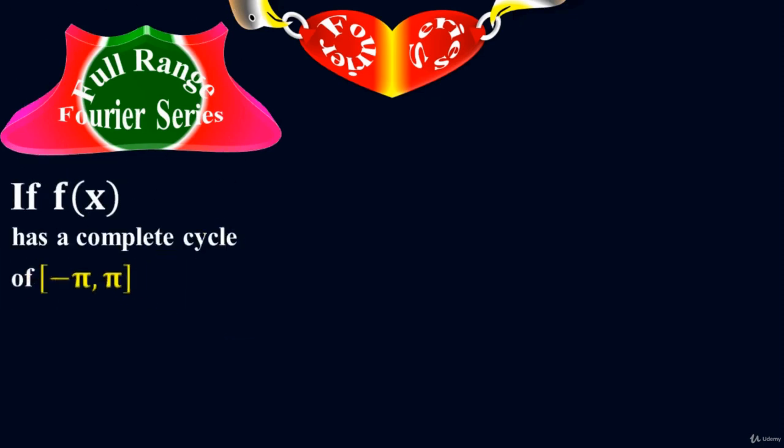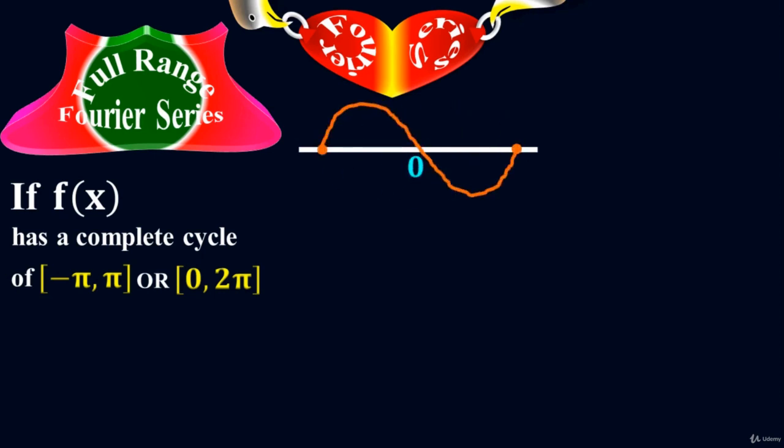I have already taught you about half-range sine series and half-range cosine series. Now I'm going to talk about full-range Fourier series. What is full-range Fourier series? If f of x is a complete cycle of the range from minus pi to plus pi, or from 0 to 2 pi. Let me show you graphically. Here is a wave, 0 at the origin, and its range is from minus pi to plus pi. So this is one complete cycle. Therefore, it is called full-range Fourier series.